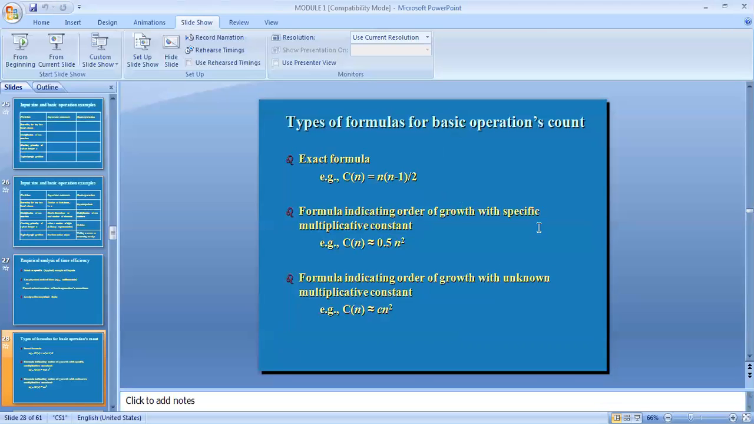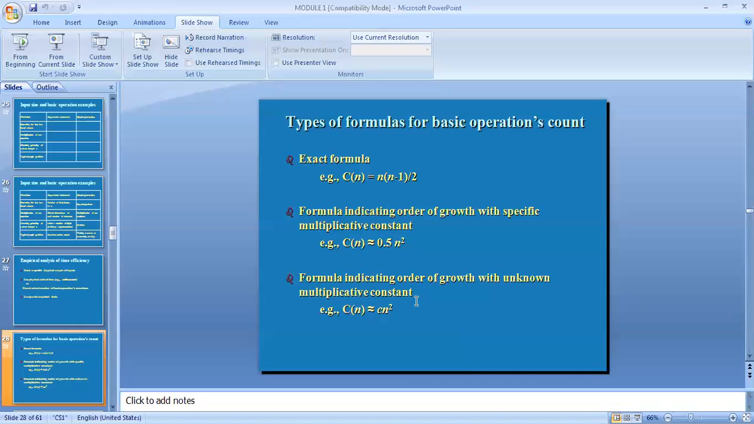Formula indicating the order of growth with a specific multiplicative constant. Say, for example, 0.5 is a constant. It gets multiplied with n squared. So n squared is because the for loop has been iterated, and every time it's n iterations, the basic operations are performed n squared times in total, since there are two loops, one inside the other.